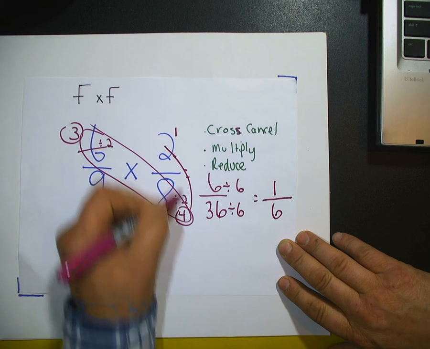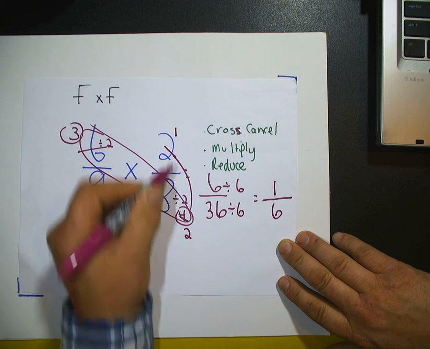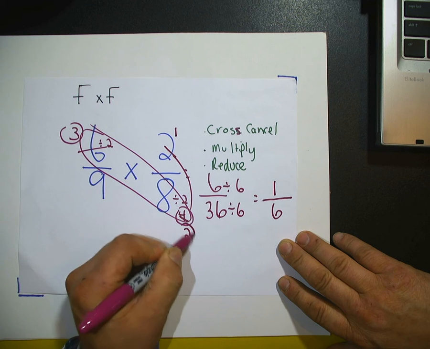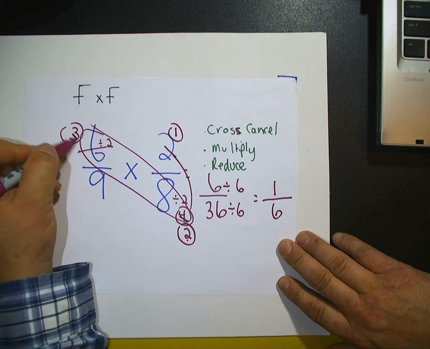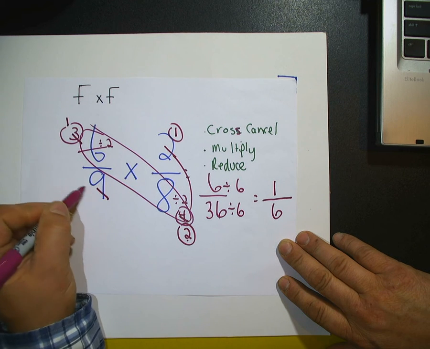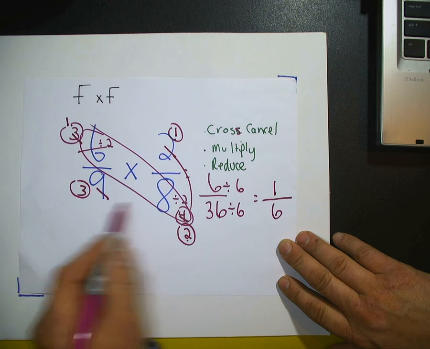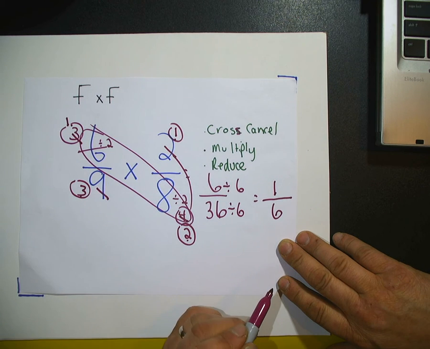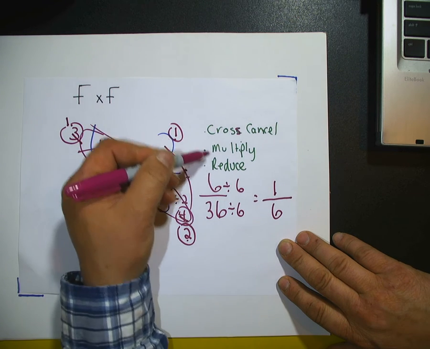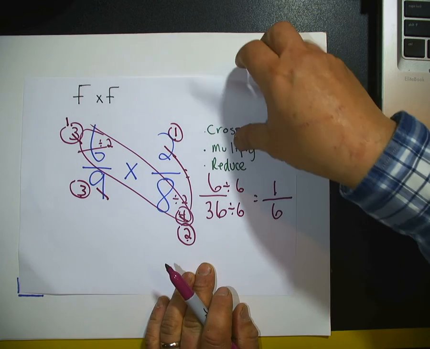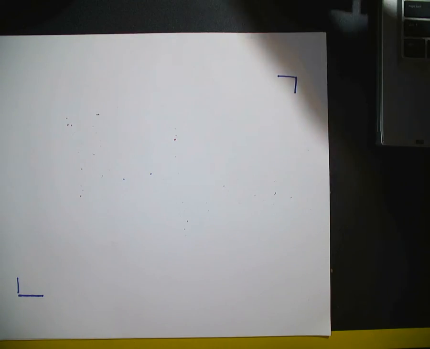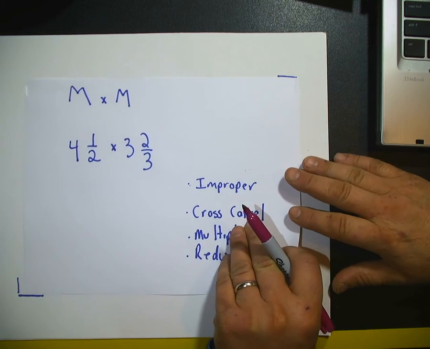I could have reduced 2 and 4 right here. Divide by 2, divide by 2, and make that 1/2. I could have divided by 3 here and make that 1 and 3. 1 times 1 is 1. 3 times 2 is 6, and get to the same root. Cross cancel, multiply, and reduce. That's a fraction times a fraction. Come back to this video if you need to see that again.